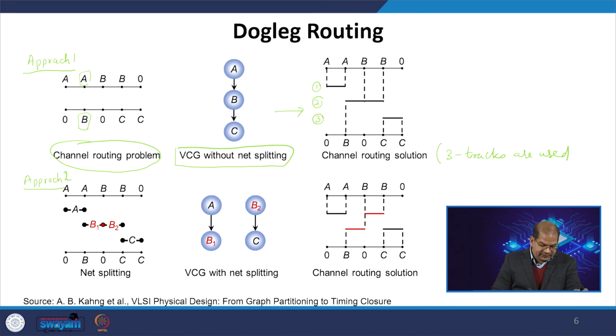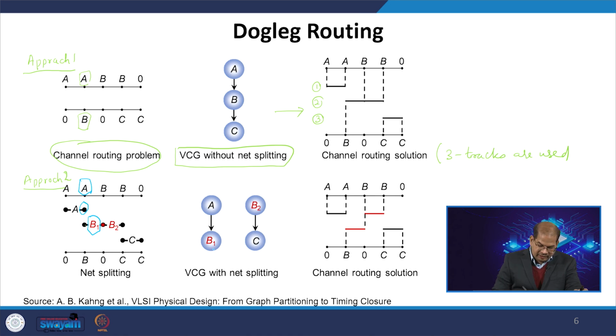In the second case, what are we doing? We did a net splitting. So, we have a pin A and the net B1. This is creating a vertical constraint because that may create a short at this location.